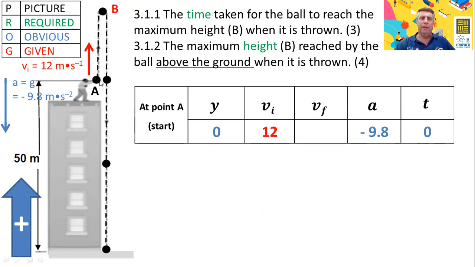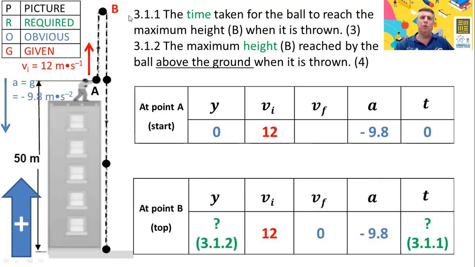At point A, at the point that the ball was thrown, of course, our position is 0. Initial velocity we were given is 12. Final velocity, we don't really have one yet. Acceleration is minus 9.8, and t equals 0. That's where everything starts. At point B, which is more important to answer these two questions, we don't know what the position is. In fact, that's what 3.1.2 is asking.